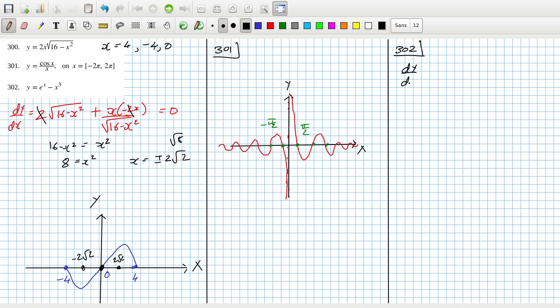Let's see if there's a turning point. dy/dx equals e to the x minus 3x squared, and that should equal 0. Oh, I don't know now. If we can use a calculator or something to try and get an answer here. Let's see, maybe about 0.91, it looks like.